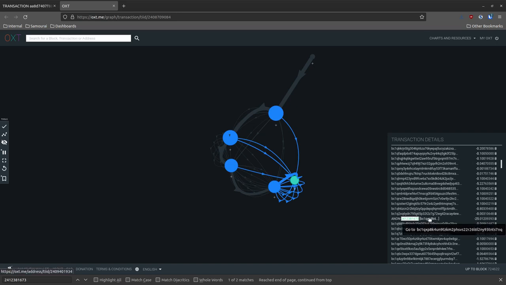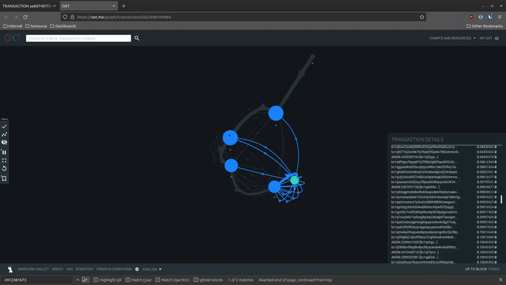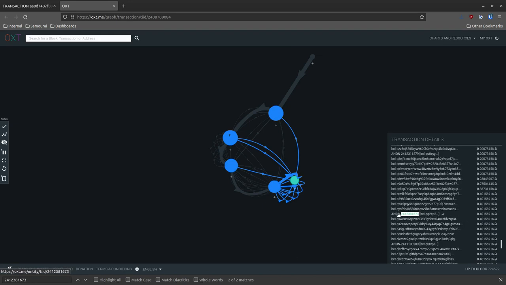In fact, it's the same address, BC1QX, 25 Bitcoin input. And then let's look again, see the next one. Oh, here it is. This is a 0.4 BTC mixed output. So if we open this up, we know that this is belonging to our entity that we're tracking.